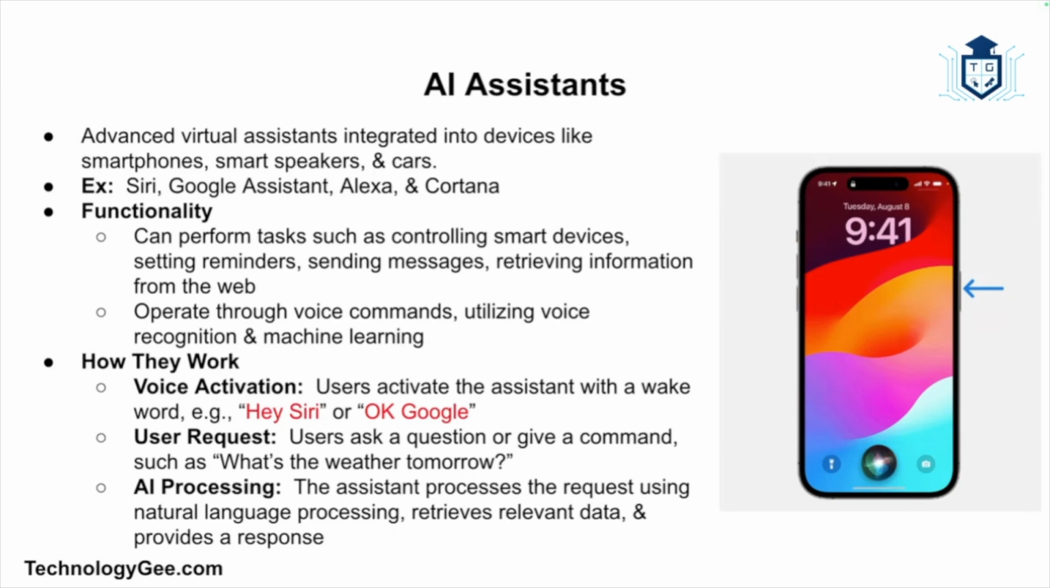So how do they work? Like chatbots, AI assistants rely on machine learning and natural language processing. However, they also use voice recognition and can perform more complex tasks by integrating with different apps, devices, and services. So here's an example of how an AI assistant works. You have voice activation. So the user says a wake word like, hey Siri or okay Google. Then there's the request. So the user asks a question like, what's the weather tomorrow? And then there's a response. The AI assistant processes the query, retrieves weather data, and replies with the relevant forecast.